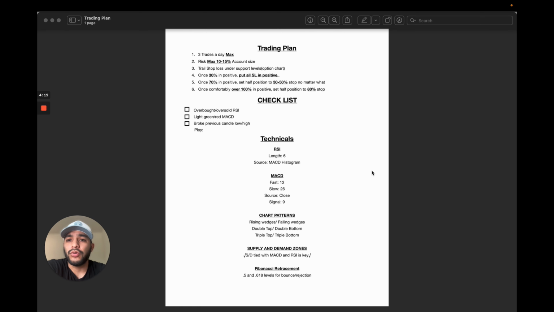And rule number 6 is once comfortably over 100% in the positive, I set half my position to about 80% stop. So now we're even raising it. Basically, we're almost playing with practically house money. But once we're up over 100%, we have a little support right around there, and then we skyrocket.